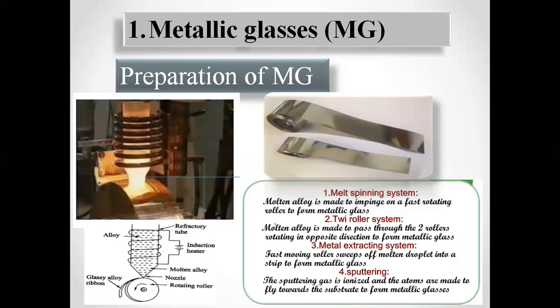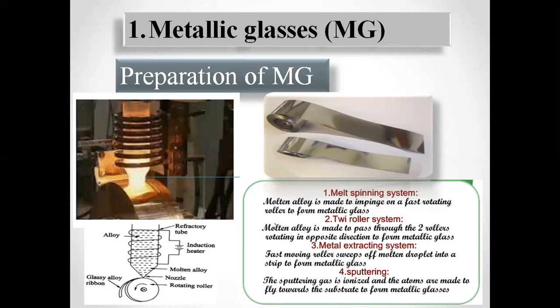You melt your solid material, and when it is in the molten state, that means it is in the liquid state. If you give the atoms time to arrange themselves in a regular manner, then it will form a crystalline phase. So don't give the atoms time to arrange themselves into a regular structure. If you quench it, that means if you cool the melt suddenly, then the atoms will freeze in the molten state itself, and you will get an amorphous material.